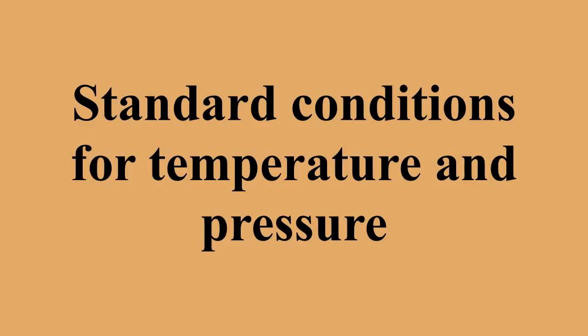Vm equals 10.7316 times 519.67 over 14.696 equals 379.48 cubic feet per lbmol at 60 degrees Fahrenheit and 14.696 psi. Vm equals 10.7316 times 519.67 over 14.730 equals 378.61 cubic feet per lbmol at 60 degrees Fahrenheit and 14.73 psi.